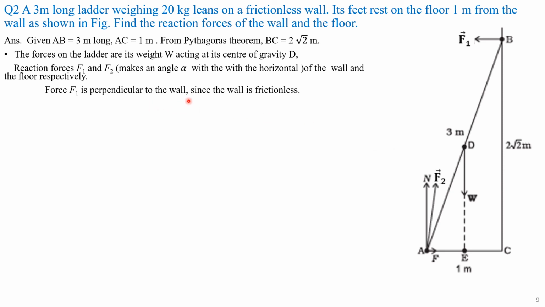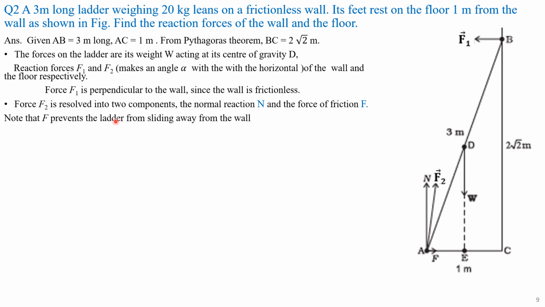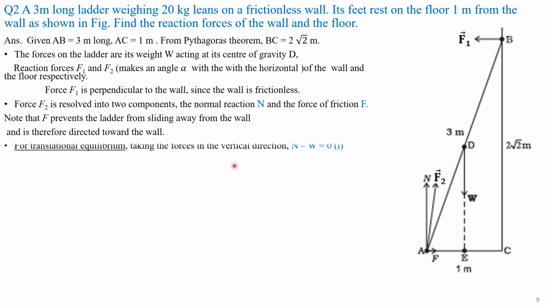Force F1 is perpendicular to the wall since the wall is frictionless. Whereas the force F2 is resolved into two components: the normal reaction N and the force of friction F. So F2 has two components, N and F, as shown in the figure. Note that F prevents the ladder from sliding away from the wall. That is, the friction prevents the ladder from moving away from the wall and is therefore directed towards the wall.